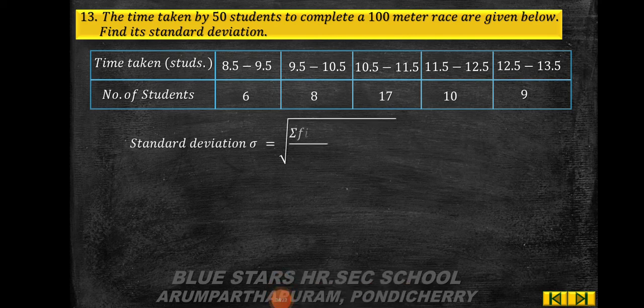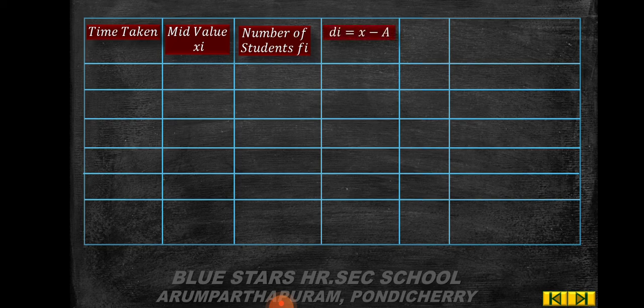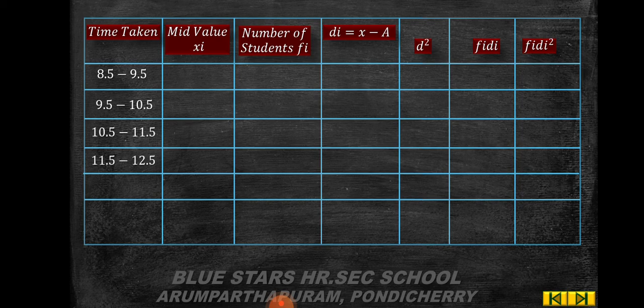Standard deviation sigma is equal to root of summation fi di square by N minus summation fi di by N the whole square. You have to write the i as suffix. So put the tabular column: time taken, middle value xi, number of students as fi, di is equal to x minus a, d square, then fi di square. So time taken is given in the question.